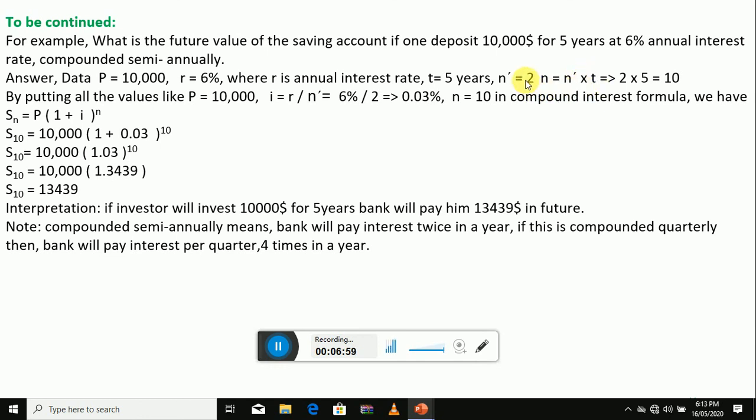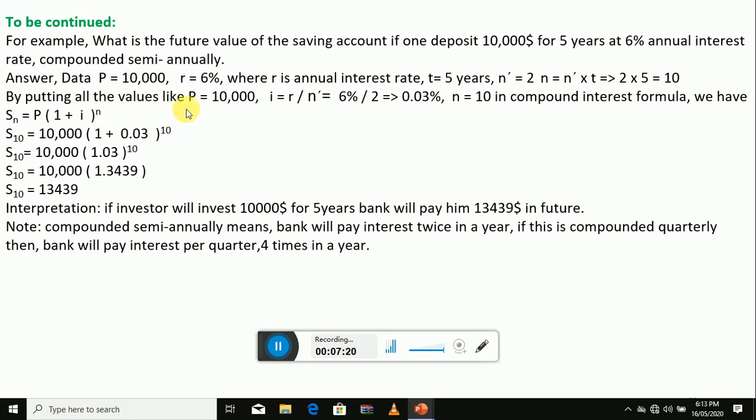So number of compounding periods are 2. The bank will pay interest twice in a year. So 2 multiplied by 5 years is equal to 10. This 10 represents that the bank will pay interest in 5 years 10 times. In 1 year 2 times, in 5 years 10 times.